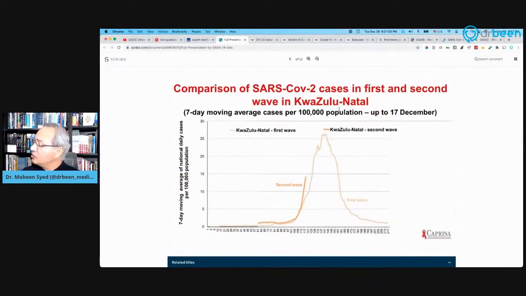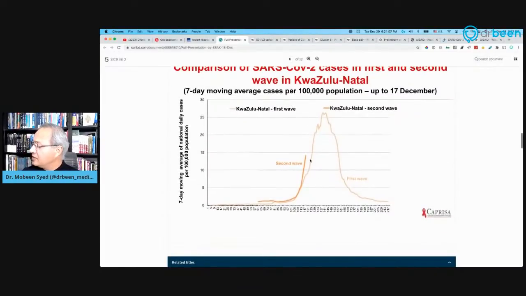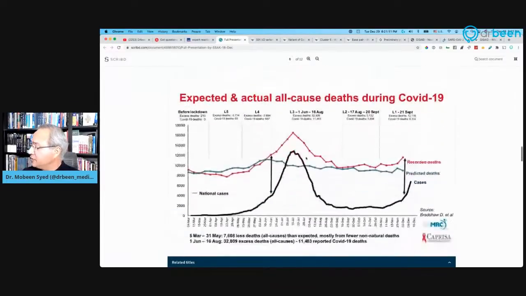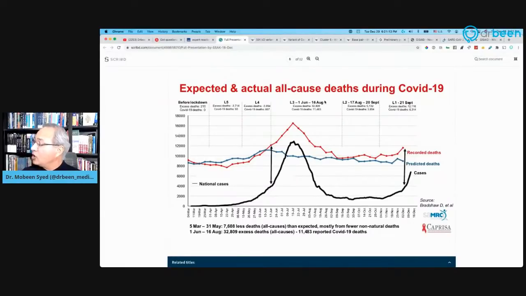Comparison of SARS-CoV-2 cases in first and second wave. So here is a comparison. And the second wave is still evolving. So that line is here. Expected and actual all-cause death. So this is all-cause death, not COVID-19 death. All-cause death during COVID-19. So here, predicted deaths, and this is recorded death.